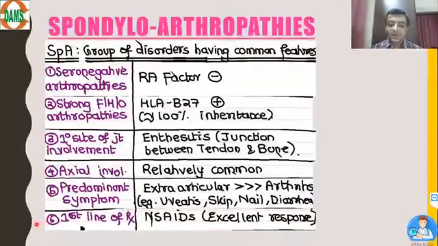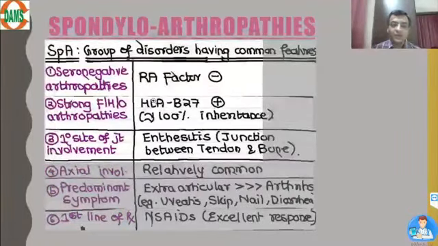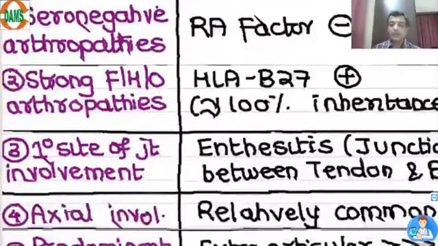And the 6th point, it is important to differentiate RA from SPA because the first line of treatment is NSAIDs. The first line of treatment is NSAID and there is a very excellent response. Okay, so let us look at this. We have got seronegative because RA factor is negative.